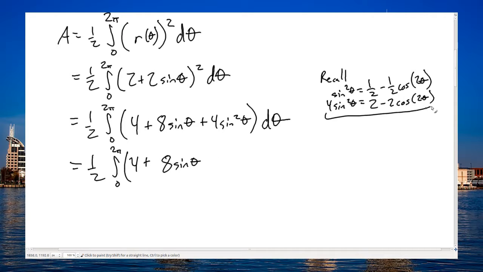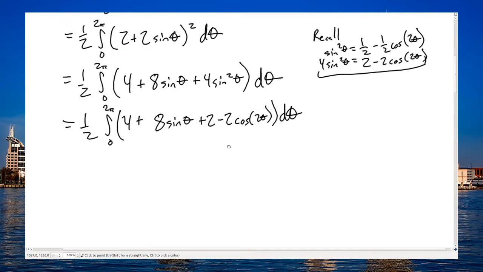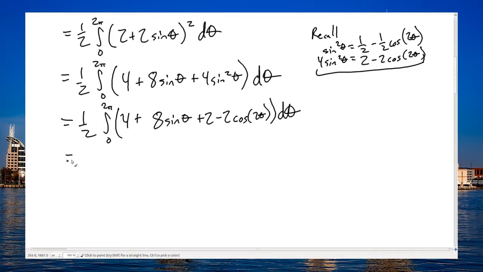So the 4 sine squared theta becomes 2 minus 2 cosine of 2 theta. Combine the 4 and the 2. Actually, I can also multiply in that 1/2. So algebra, what do I get? I get 4 plus 2 is 6, divided by 2 is 3, plus 8 divided by 2 is 4 sine of theta. 2 divided by 2 is cosine of 2 theta.